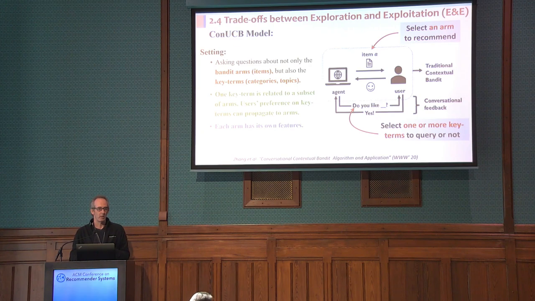And so you have a sort of hybrid arms. An arm could be an item to recommend, an arm could also be a question to ask about, or a topic to ask about, a category to ask about. And then, of course, what you would need to do is, in your modeling, try to understand and figure out how feedback, what the reward is for the terms, for the questions, and how the rewards for questions and rewards for items connect.